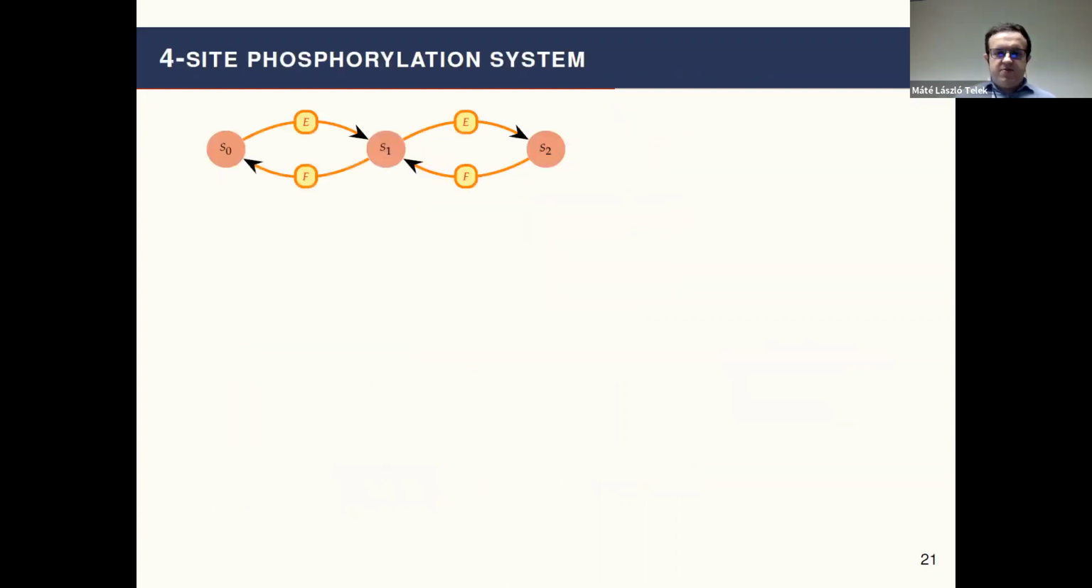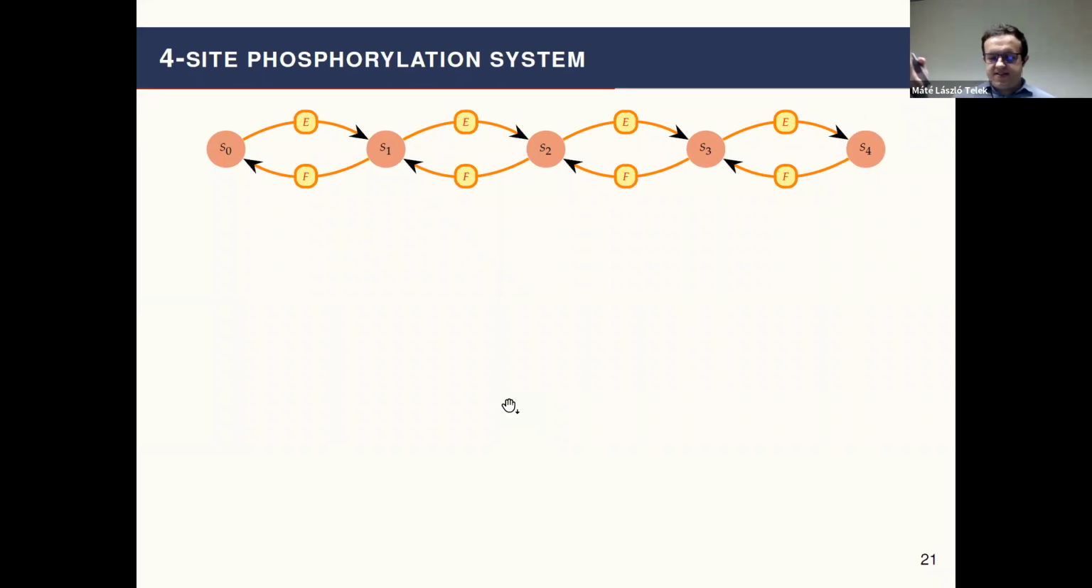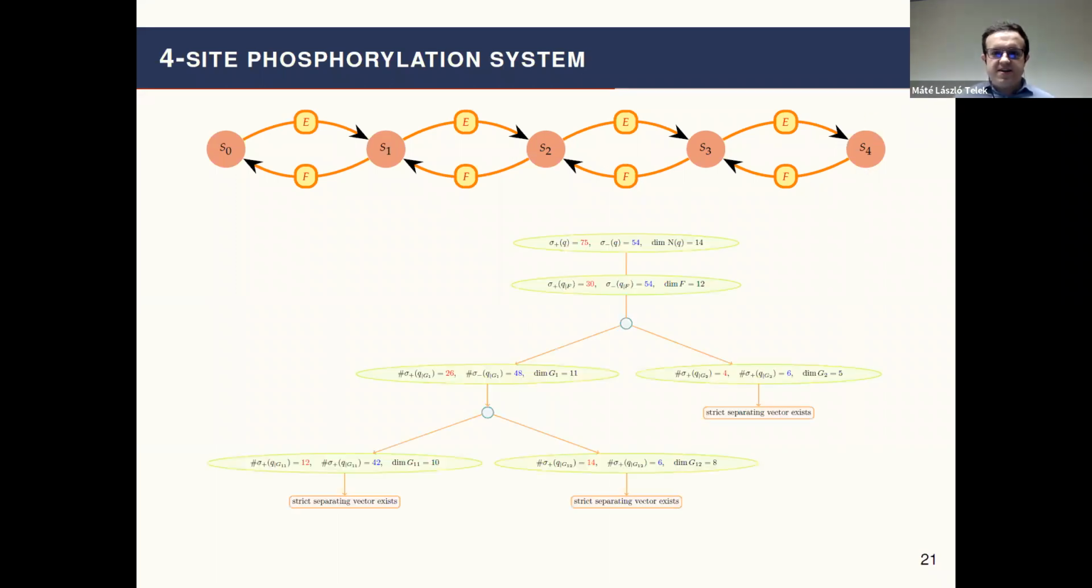So let's go back to the four-site phosphorylation system. Remember, that was the one network where we didn't have any strict separating hyperplane. And it turns out we can play this game here. Q is the critical polynomial corresponding to the four-site phosphorylation system. First, we reduce to a face of the Newton polytope that contains all the negative exponent vectors. Then we look at two parallel faces. One of the faces has the property that it has a strict separating hyperplane. For the other face, I have to split up my problem again into two parallel faces, but both of these have a strict separating hyperplane. And here I also have a negative edge between the two parallel faces.